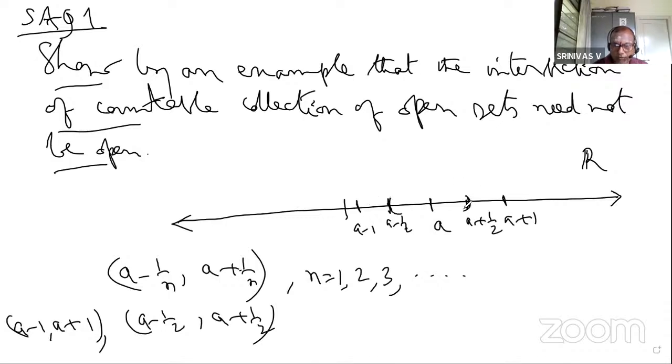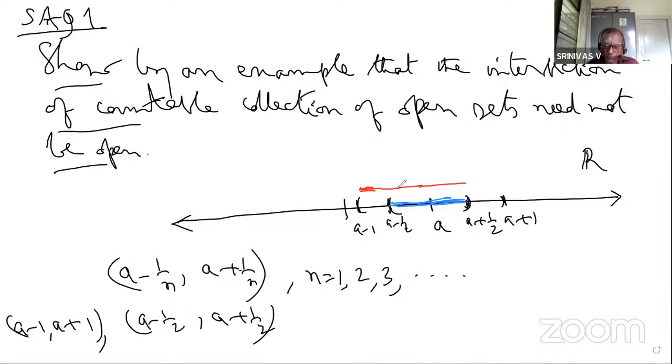So I am taking open intervals. Let me give different colors. From here to here, it is the red interval, a minus 1 to a plus 1. Then I'll give blue color to a minus half to a plus half. This is the second interval. For n equal to 2 you get this, and for n equal to 1 you get this.